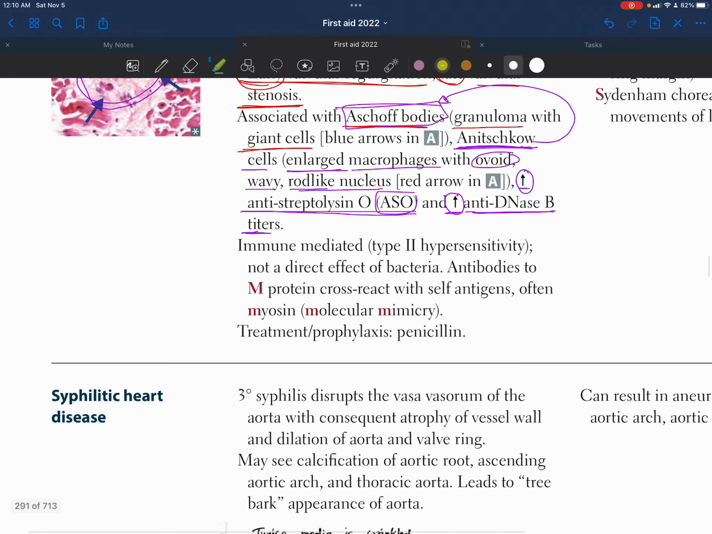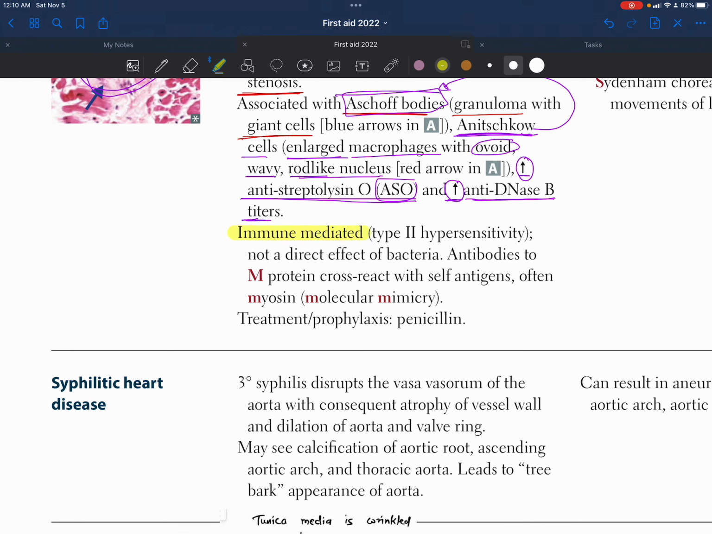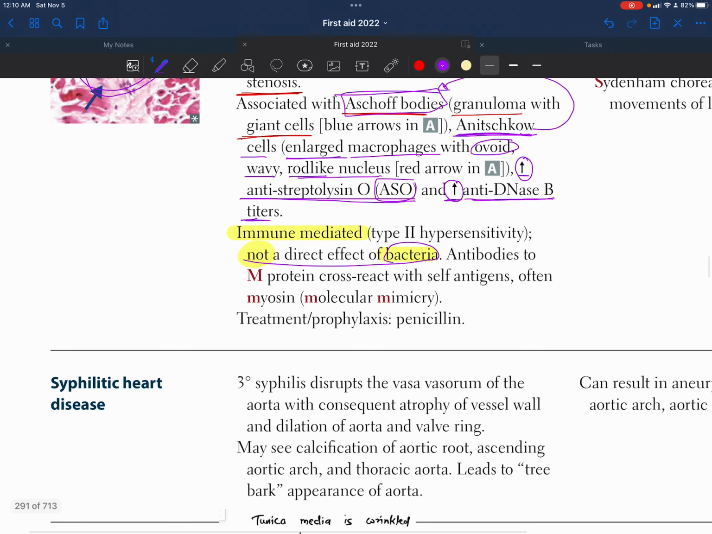Rheumatic fever is actually immune mediated. It's not the direct effect of the bacteria itself that causes the problem, but how the body reacts to the bacteria. This reaction is considered type 2 hypersensitivity, because we have antibodies to the M protein. These antibodies attack the M proteins and cross react with self antigens, the normal parts of the body that should not be involved in the immune response, but somehow get involved.